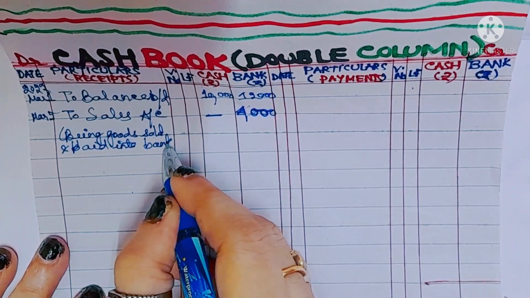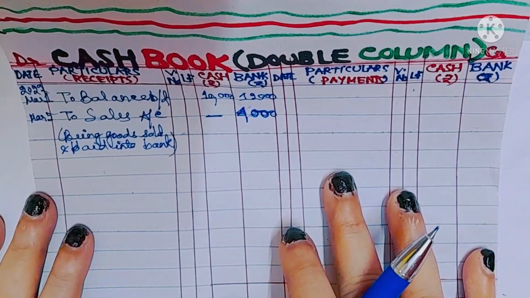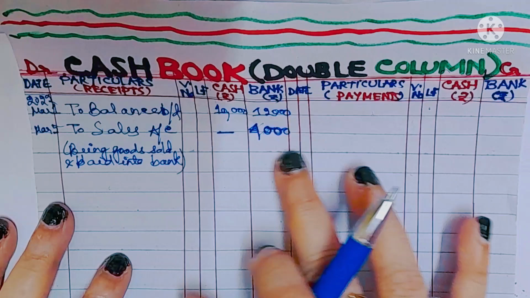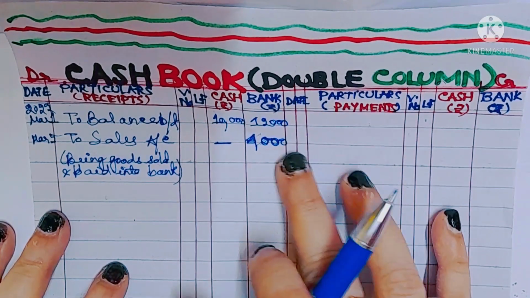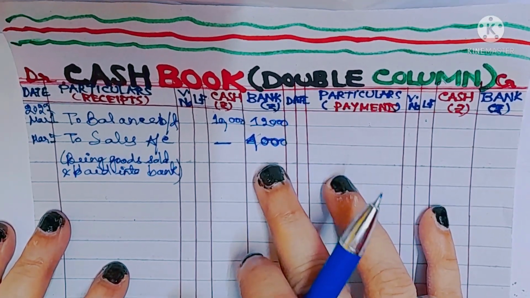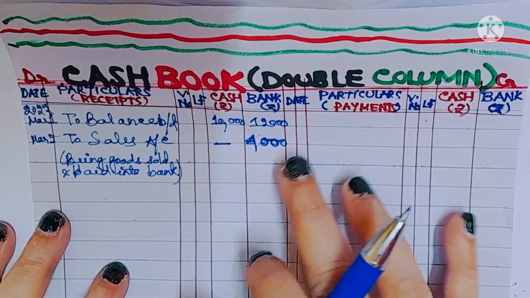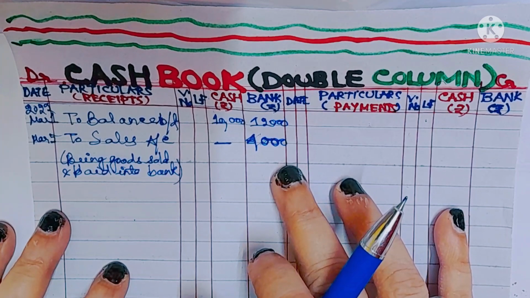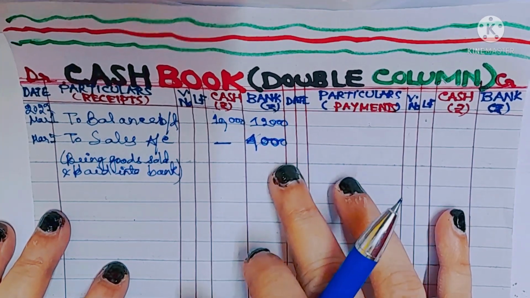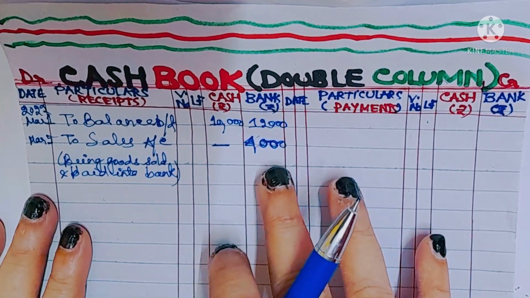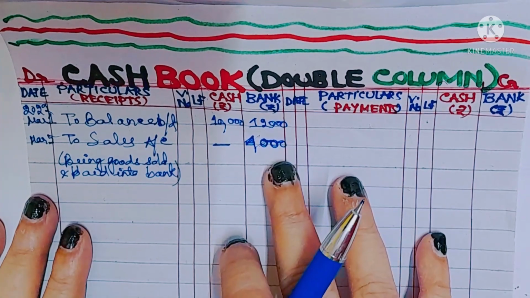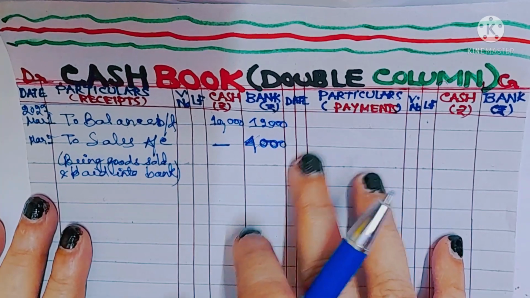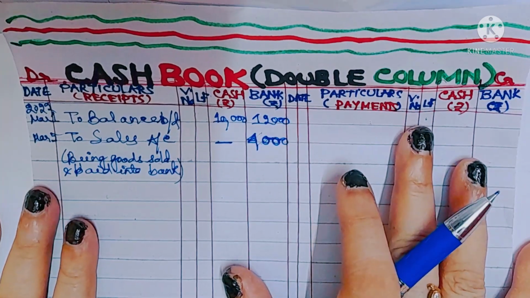Okay, and moreover, bank column represents bank account. Bank account comes under personal account. According to personal account, the receiver of the benefit is debit. When goods are sold, cash comes into the business and this cash was deposited into the bank. So bank is the receiver of cash. So bank is the receiver of the benefit. So bank account will be debited by 4,000. Okay, so now let's see the next transaction.